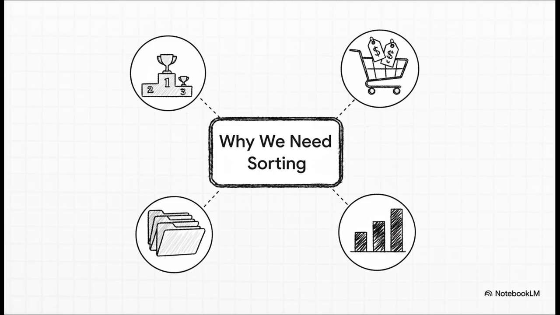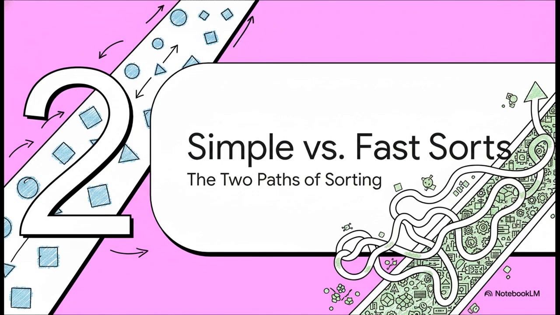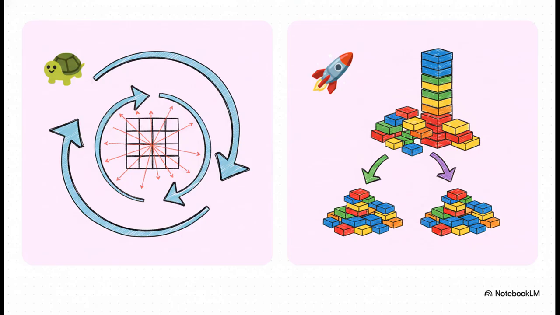Now, when it comes to sorting, there are really two major paths you can take. There's the simple, straightforward path, the one that's really easy to wrap your head around. And then there's the complex, super efficient path, which is what actually powers all the real-world applications we use every day. The simple sorts, which are our focus today, kind of use a brute force approach. Imagine having to compare every single item to every other item in a list. It's super thorough, but man, is it slow.